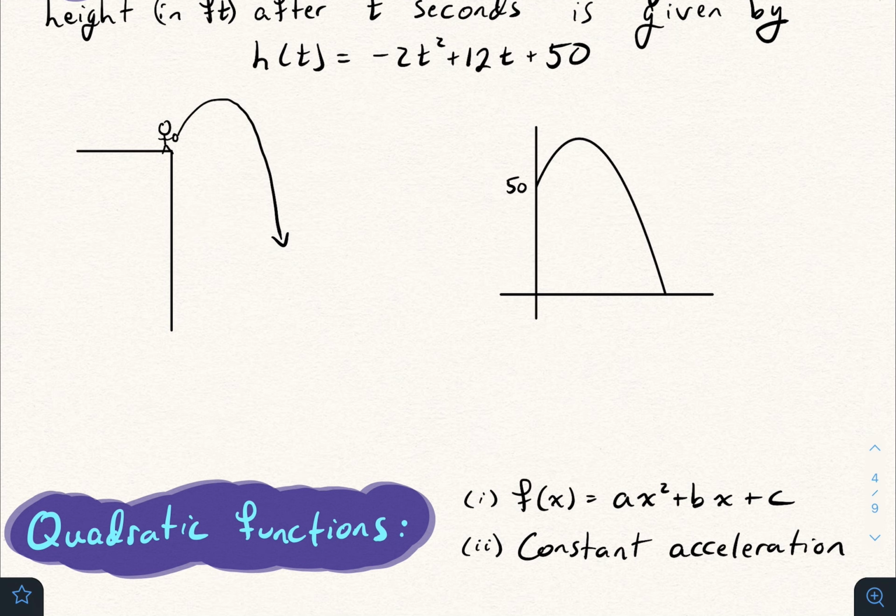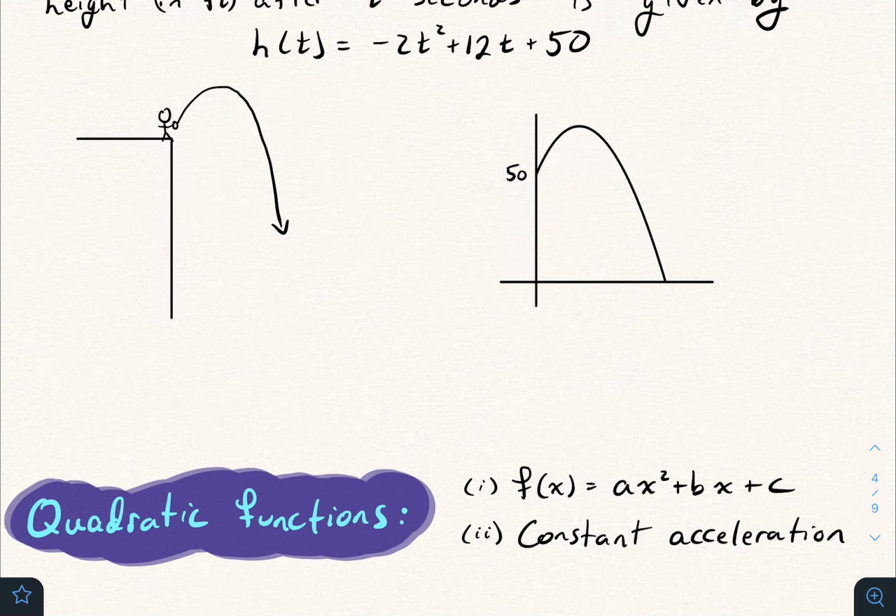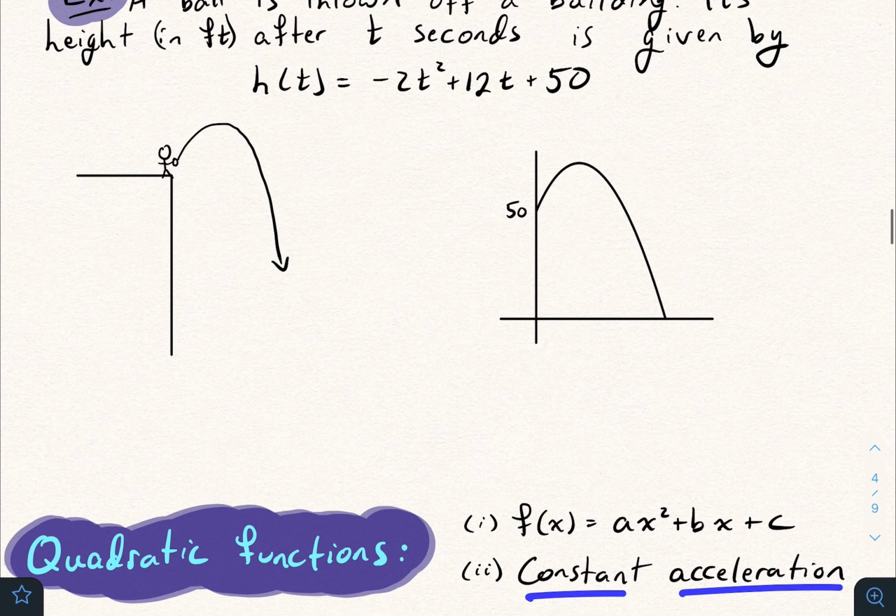Quadratic functions, in the same way that linear functions look like ax plus b or mx plus b, have this extra squared term, this x squared term right here. So quadratic functions look like ax squared plus bx plus c, kind of like up here. And another defining characteristic: linear functions have a constant rate of change, and quadratic functions have a constant acceleration.